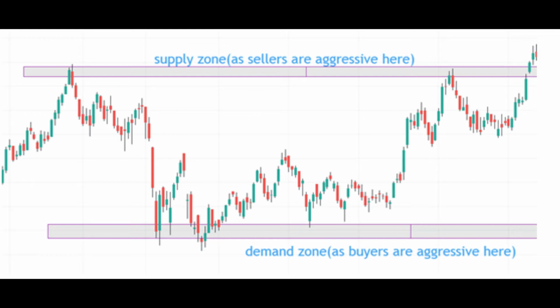When the buyers exceed the sellers and the falling prices halt and reverse, then that zone is defined as a demand zone. Similarly, when the rising prices halt and reverse, then a supply zone is created around those price levels.